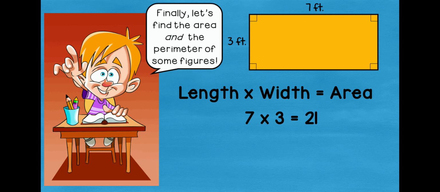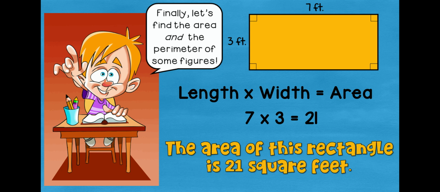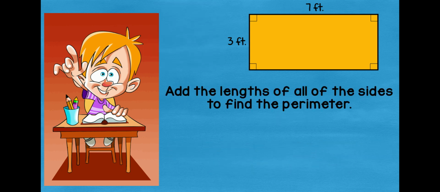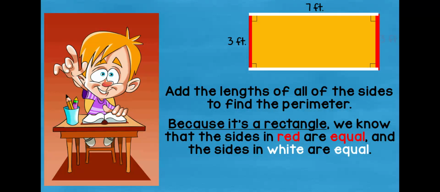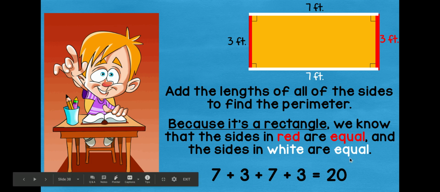Now when you add that together, 7 plus 3 plus 7 plus 3, that all adds up to 20. 7 plus 3 plus 7 plus 3, because 7 plus 3 is 10, and then we have to do it for the other 2. So 10 and 10 make 20.